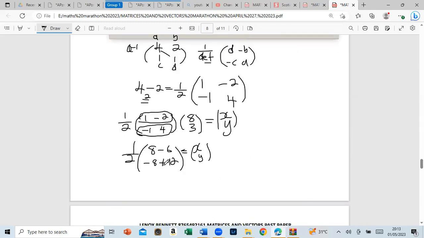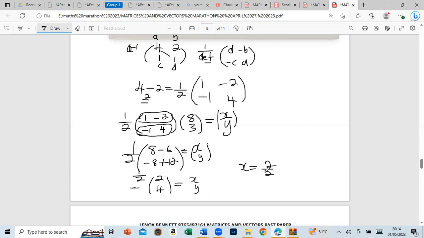So 8 minus 6, that is 2. Negative 8 plus 4 plus 12, that is 4. All right, and then we divide. Now watch that, guys. I want you to always do that. So we divide both of them by 2, which is the determinant.